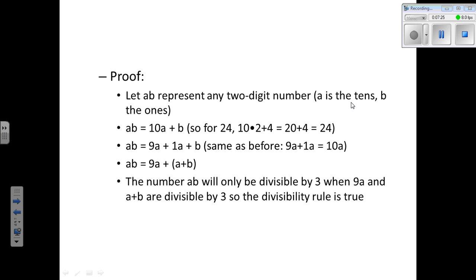AB equals 9A plus 1A plus B, same as before. 9A plus 1A equals 10A. So AB equals 9A plus A plus B. The number AB will only be divisible by 3 when 9A and A plus B are divisible by 3. So the divisibility rule is true.